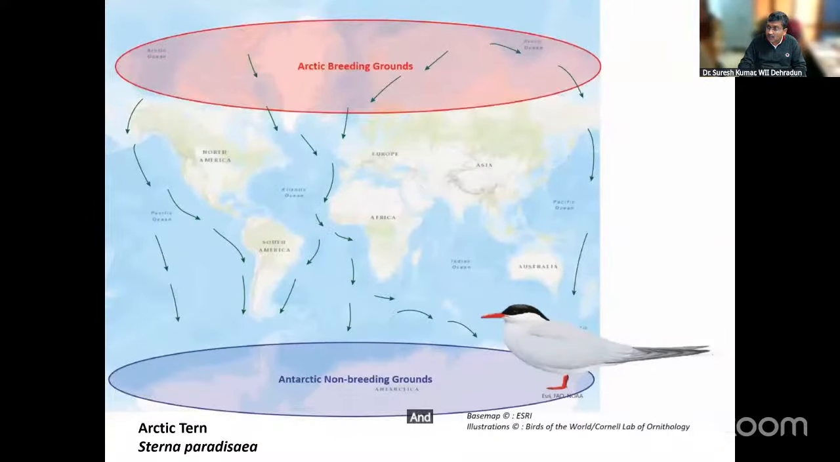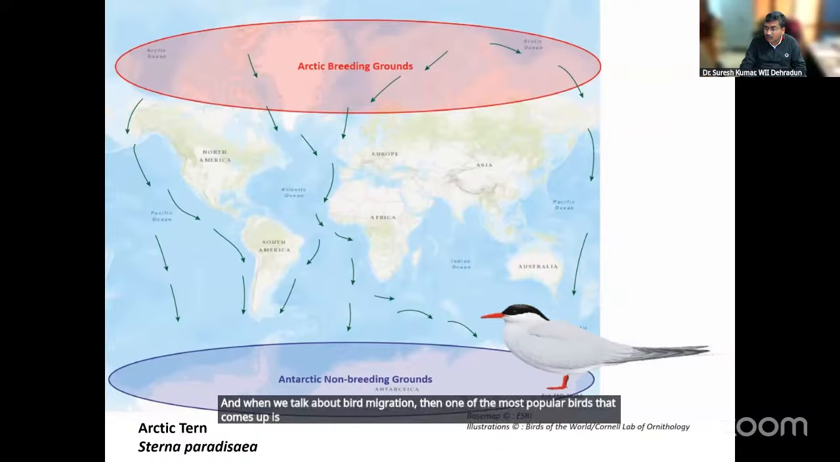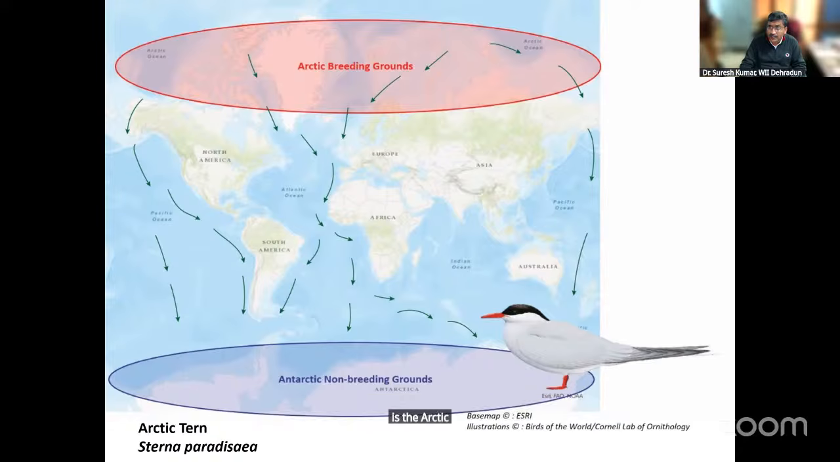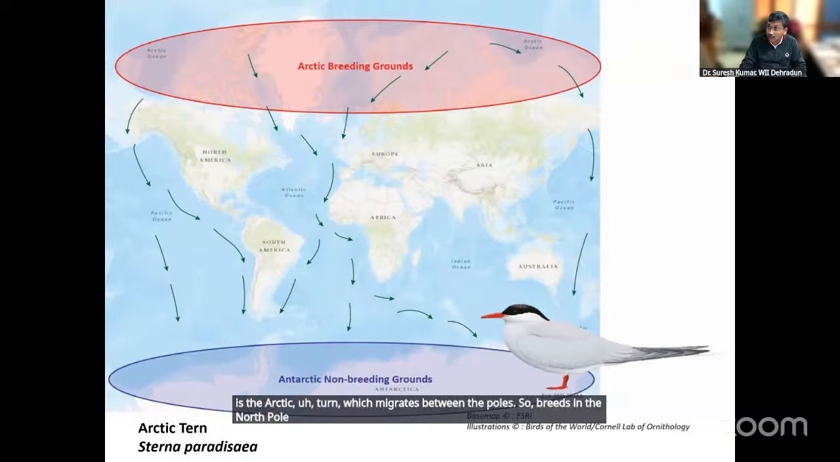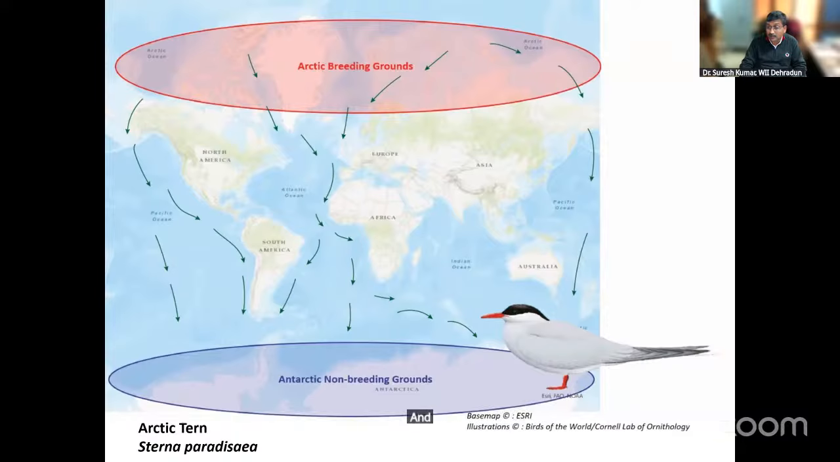And when we talk about bird migration, one of the most popular birds that comes up, more of a textbook example, is the Arctic tern, which migrates between the poles. It breeds in the North Pole, but winters in the South Pole. And they are also known to undertake the longest migrations. So yes, they do migrate long.